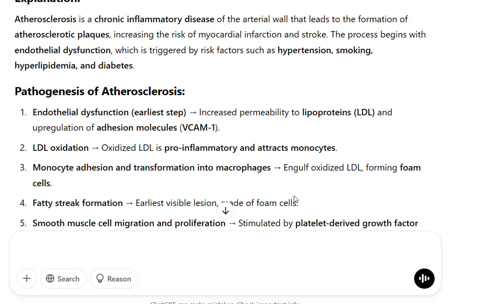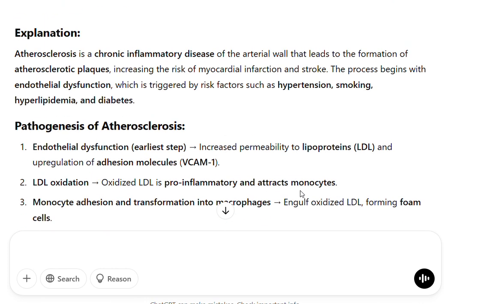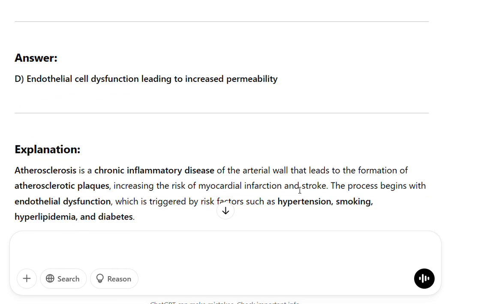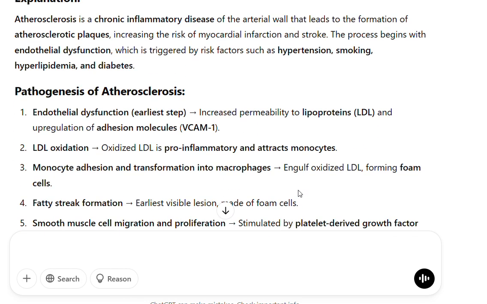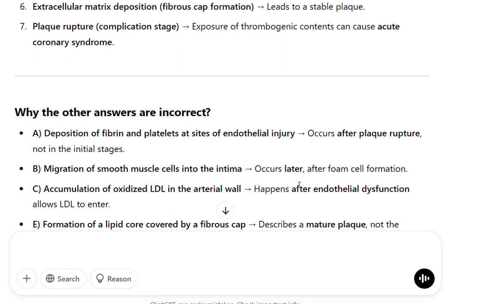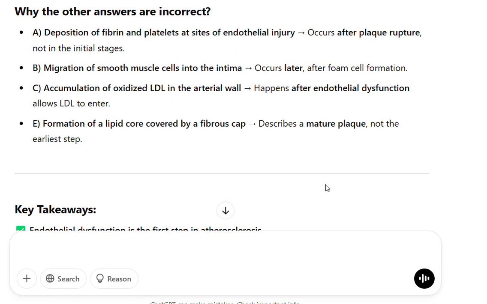Why the other answers are incorrect. A. Deposition of fibrin and platelets at sites of endothelial injury occurs after plaque rupture, not in the initial stages. B. Migration of smooth muscle cells into the intima occurs later, after foam cell formation. C. Accumulation of oxidized LDL in the arterial wall happens after endothelial dysfunction allows LDL to enter. E. Formation of a lipid core covered by a fibrous cap describes a mature plaque, not the earliest step.